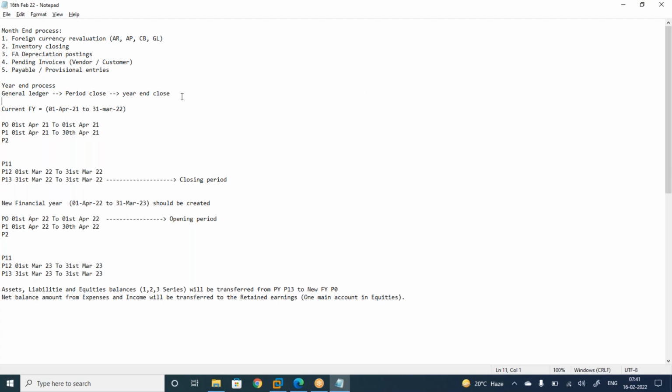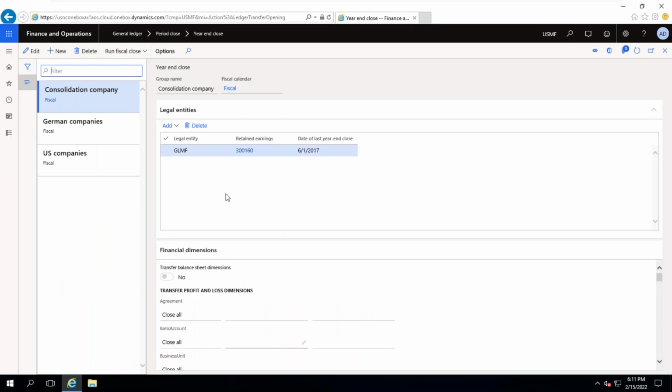In AX 2012, the name is opening balances. So you will not find year-end close there. The menu name in 2012 is opening balances. Here it is year-end close. Okay, so this is the retained earnings account.